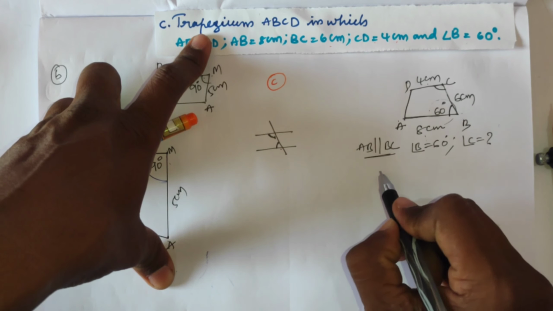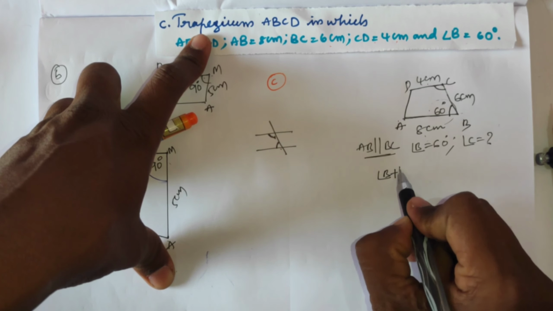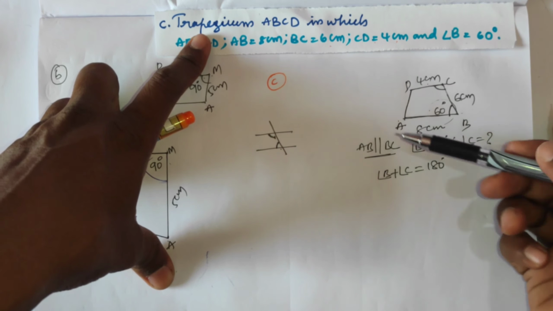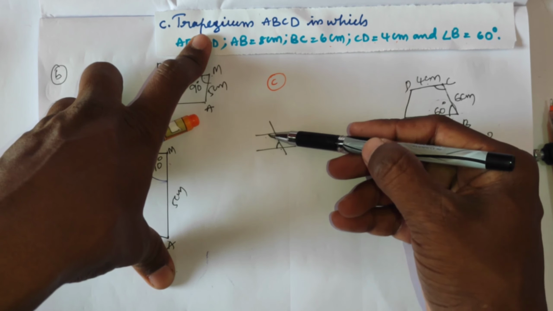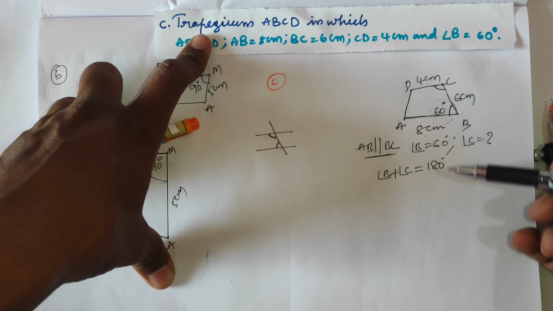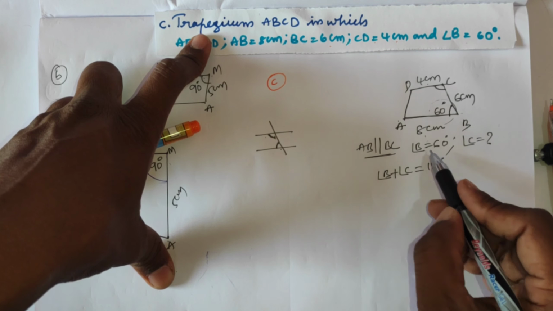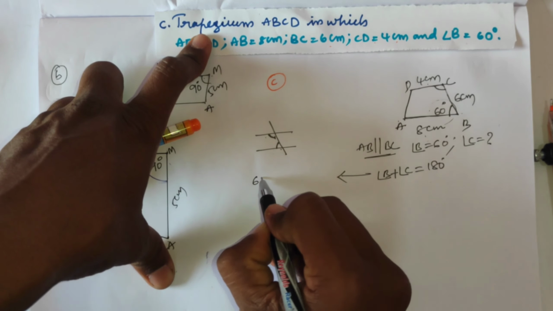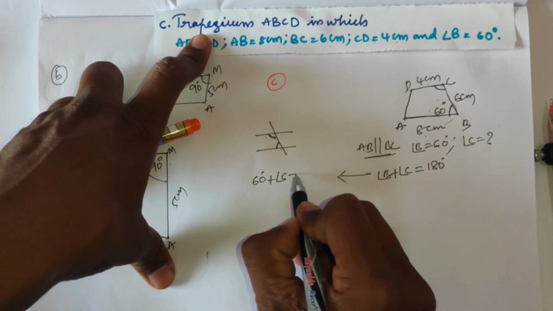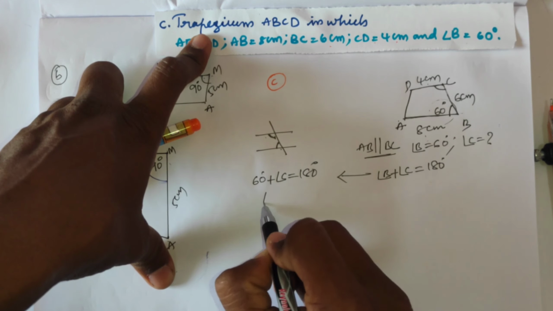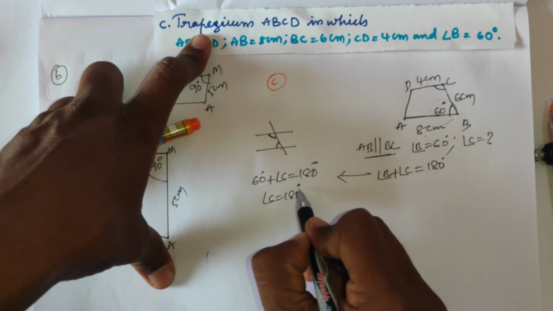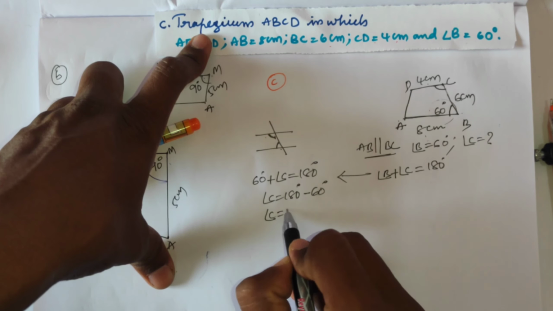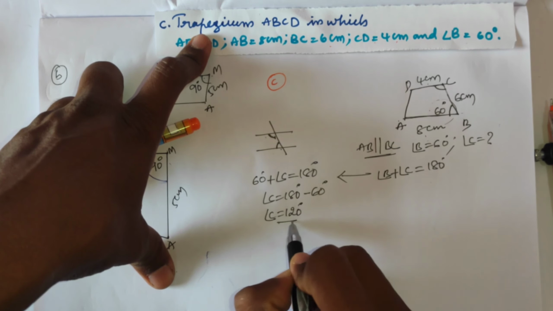So we know that angle B plus angle C is equal to 180 degrees, because the sum of interior angles on the same side of a transversal line is equal to 180 degrees. Here angle B is given as 60 degrees, so 60 plus angle C is equal to 180 degrees. Then angle C is equal to 180 degrees minus 60 degrees. Then angle C is equal to 120 degrees.